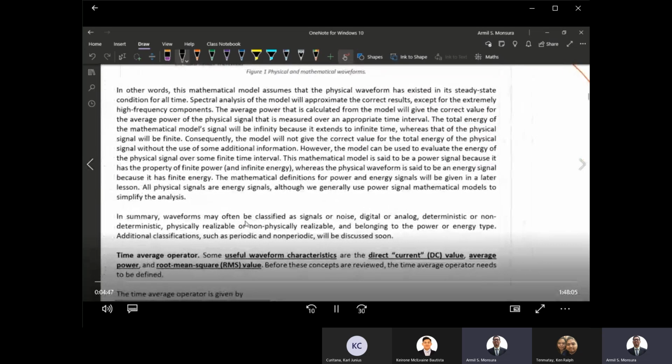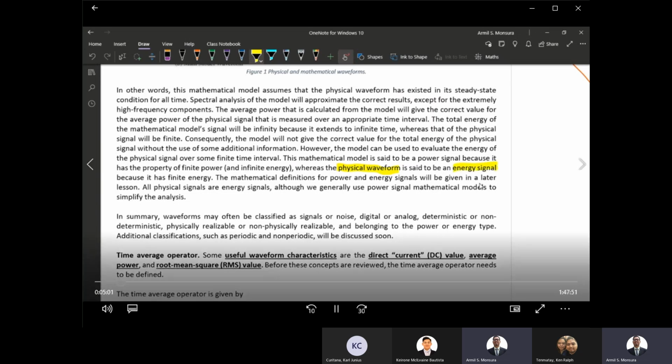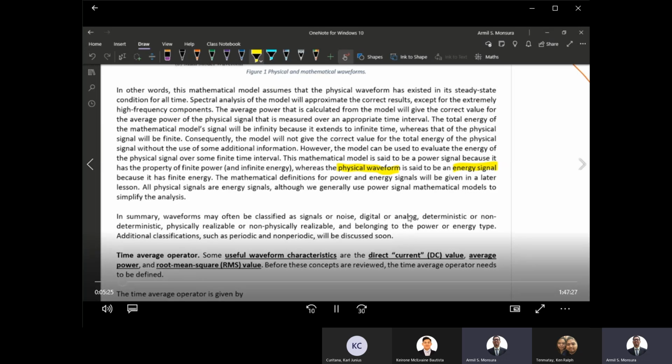Another one: we say that the physical waveform or physical signal would be an energy signal, because in reality you cannot build a circuit that would generate a waveform of indefinite length or indefinite interval. So our physical waveform tends to be an energy signal.